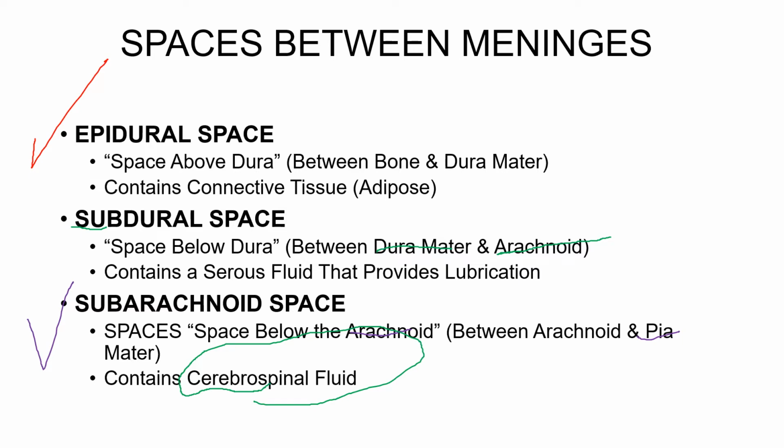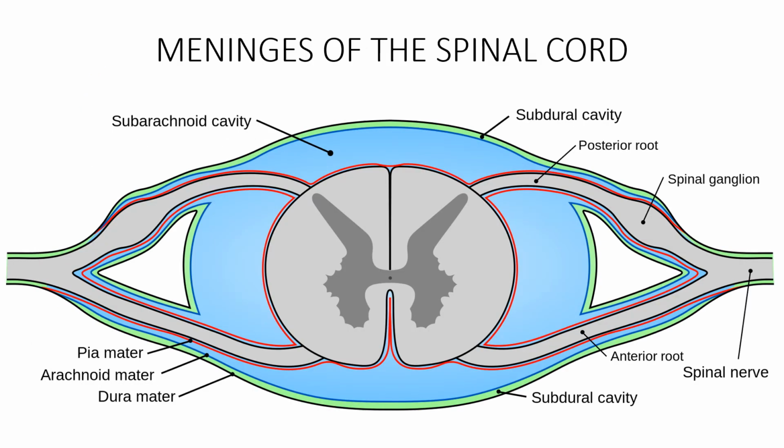So let's move on to the next slide, and I'll show you a picture of the spinal cord and how these meninges and spaces are actually laid out. So I showed you a picture of the brain already with the 3 layers, dura, arachnoid, and pia. Now by looking at the transverse section of the spinal cord, we can identify the same structures.